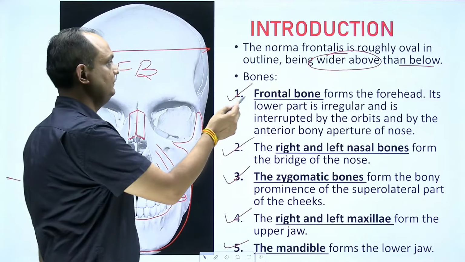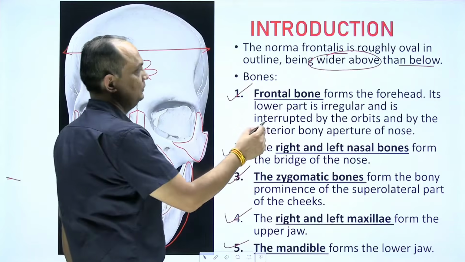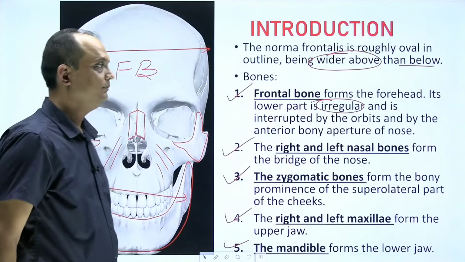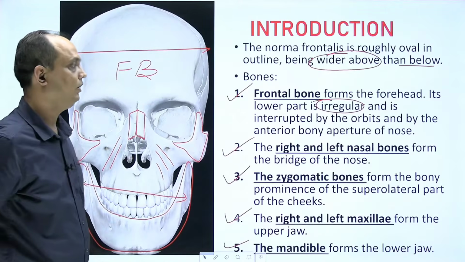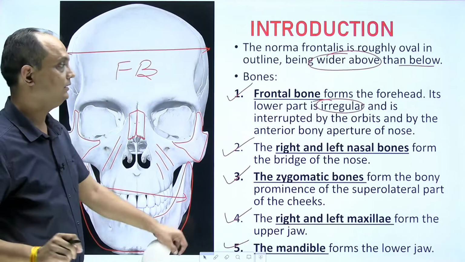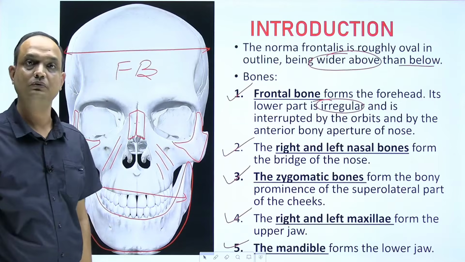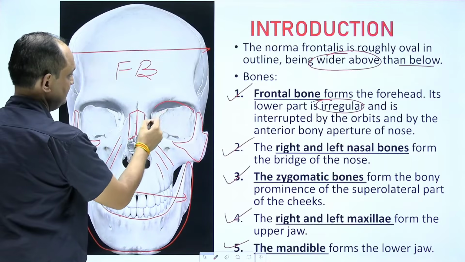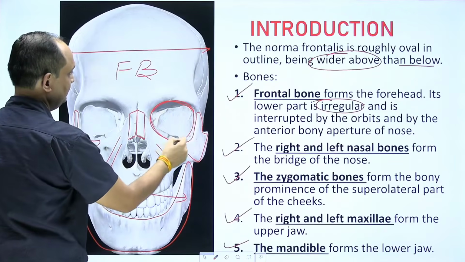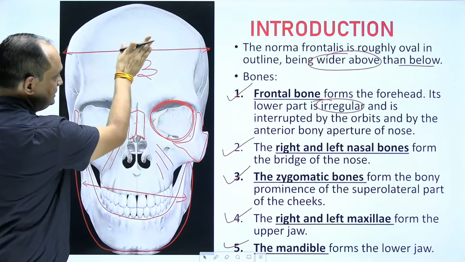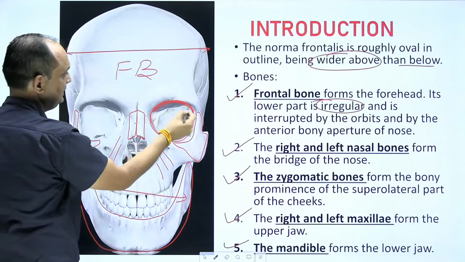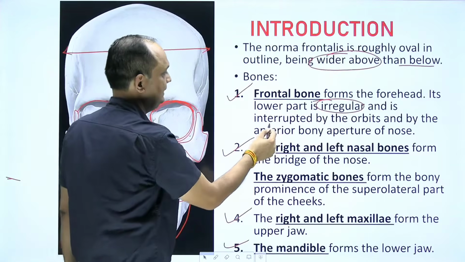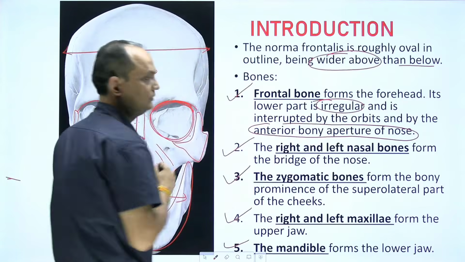Now when you see the frontal bone, it has irregularity in the lower part. Why? Because it is interrupted by the orbit and the anterior bony aperture of the nose. So where is the orbit? These are the two orbits. The frontal bone is not going downward, but is interrupted here by these two orbits, plus it has the anterior bony aperture for the nose.